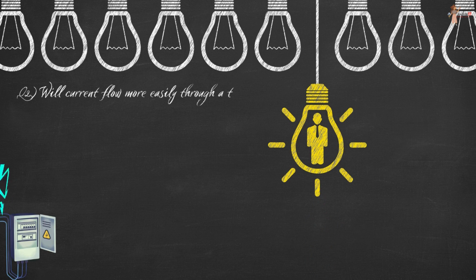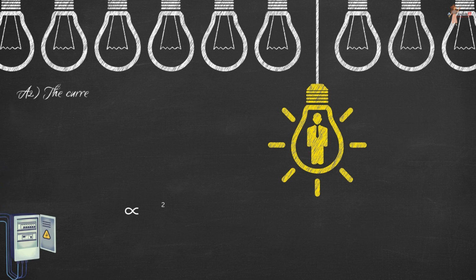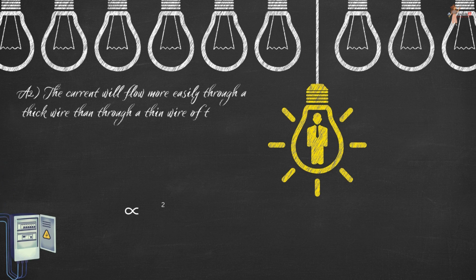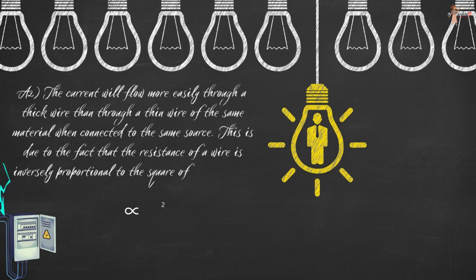Will current flow more easily through a thick wire or a thin wire of the same material when connected to the same source, and why? The current will flow more easily through a thick wire than through a thin wire of the same material when connected to the same source. This is due to the fact that resistance of a wire is inversely proportional to the square of its diameter.